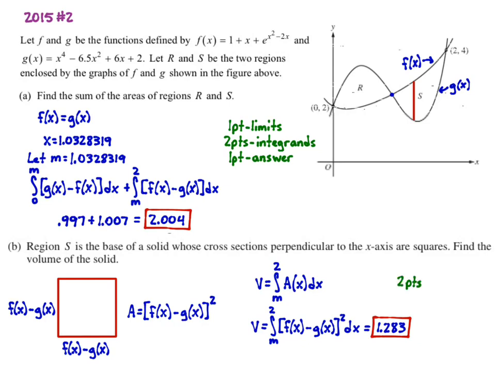Points on this: you're going to get 2 points for having the correct integrand, so that would be (f(x) minus g(x)) squared. My guess is if you flip-flopped these and said g(x) minus f(x), you would get one of the points. I don't know how you would get 1 point otherwise. And then you're going to get 1 point for your final answer.